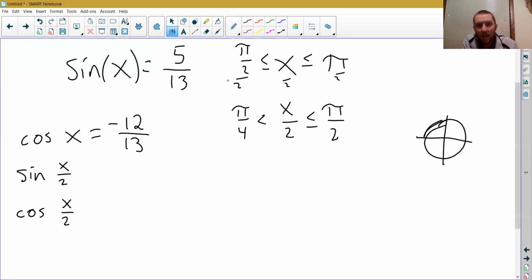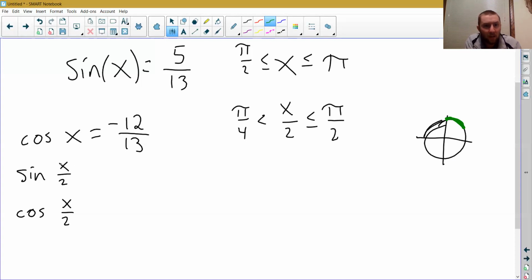So my half angle, x over 2, is between pi over 4 and pi over 2. Where is that on my unit circle? Well, pi over 4 would be right here, and pi over 2 would be right here. So I'm talking about this green area, right? What quadrant is that part of? Well, that's part of quadrant 1, which means both my sine and my cosine, my x and my y, are positive.